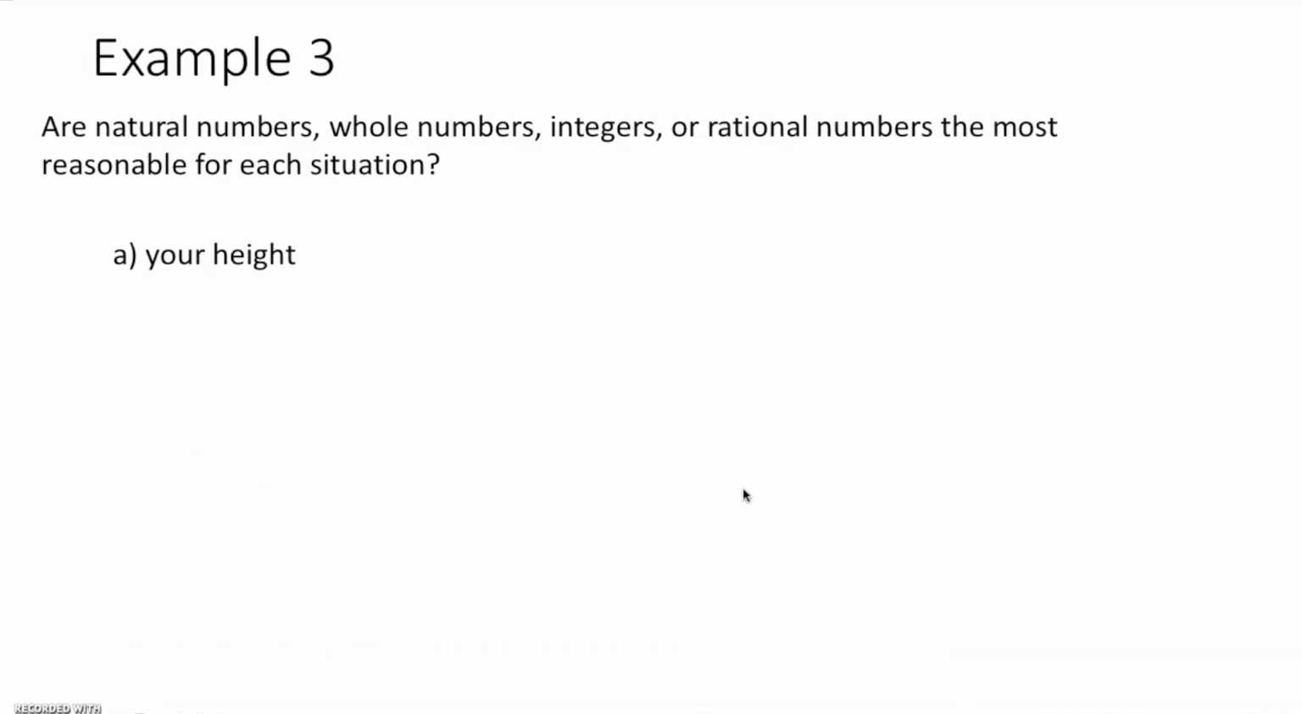Example 3 says, are natural numbers, whole numbers, integers, or rational numbers the most reasonable for each situation? So we're going to talk about specific real-life situations, and we're going to classify them based on what category they fall into.